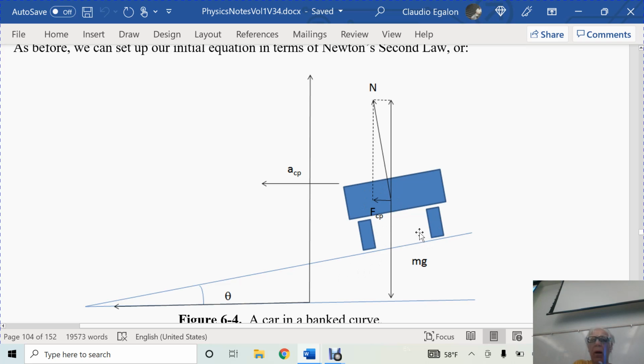So if you have an oil spill here in this banked curve, and you have the proper speed as well, you may be able to negotiate the curve safely. Okay? So even though you don't have any friction here on the pavement, you may be able to negotiate this curve safely. Have you ever seen a banked curve out there? In the freeway, in the exits of the freeway?